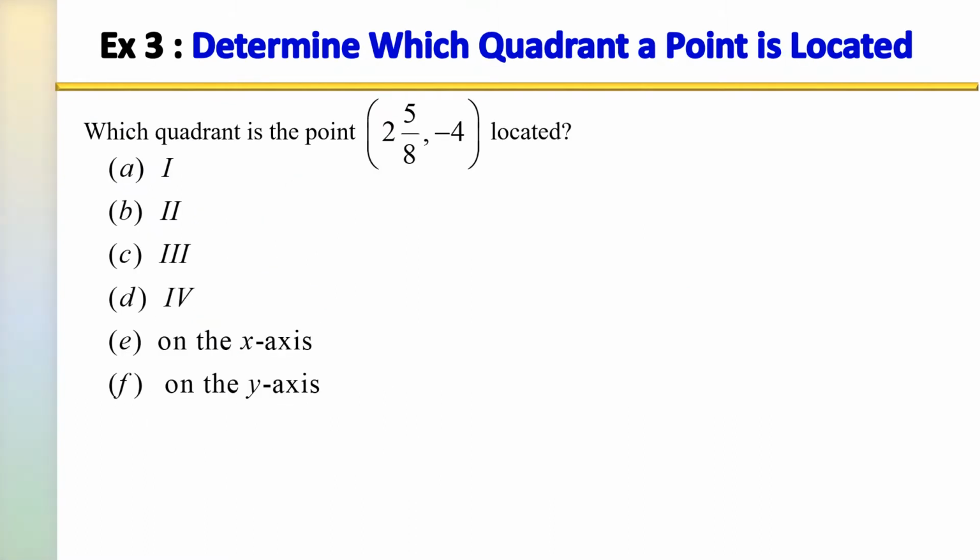In this example, we're going to determine which quadrant a point is located in. So recall in the class lectures, I've mentioned to you several times that you should know where a point is located based on the signs, not based on the number. Because if you look at this, it may look intimidating because you see this fraction. But we don't care that it's a fraction. The fact is, the first value is a positive. The second value is a negative.